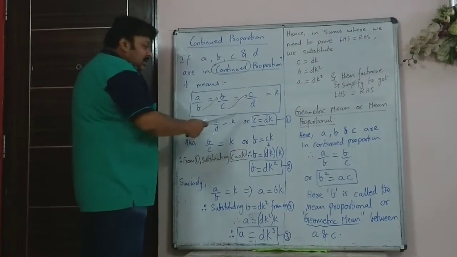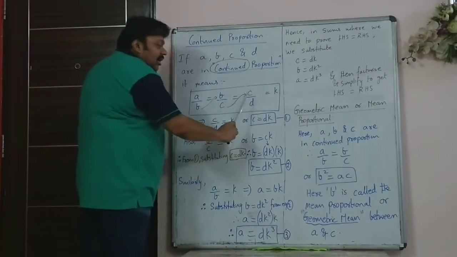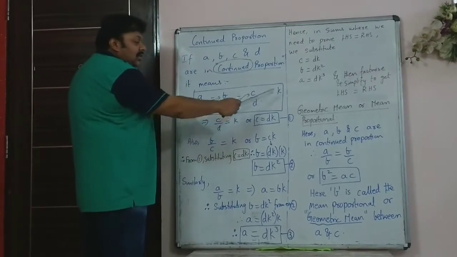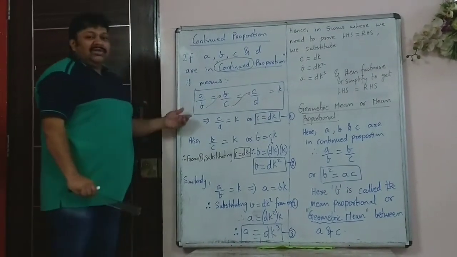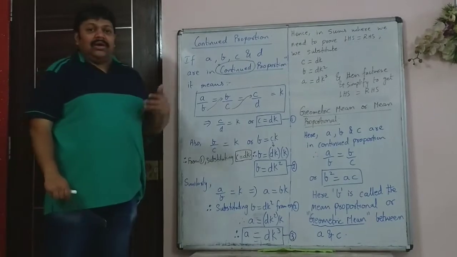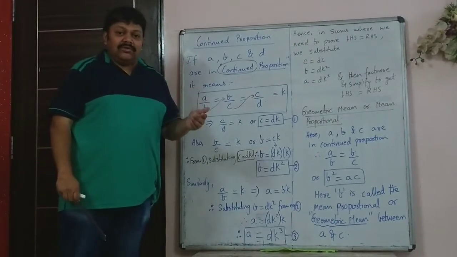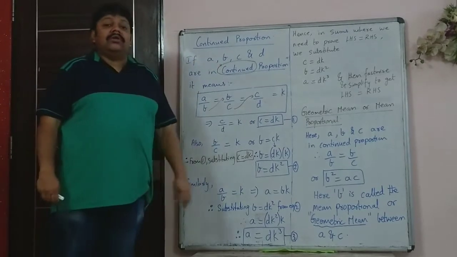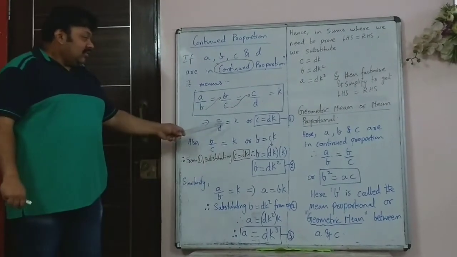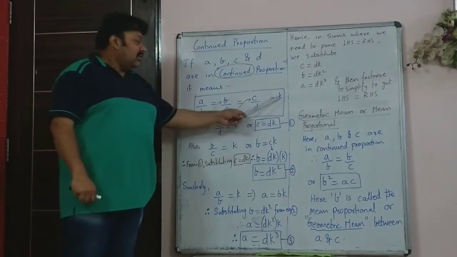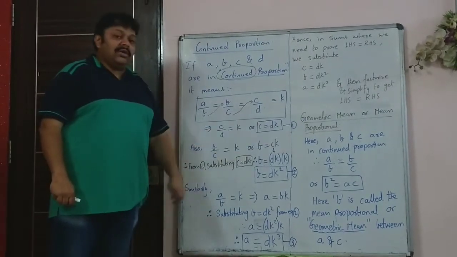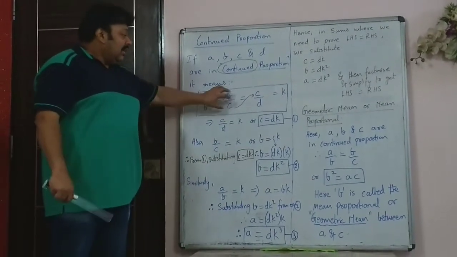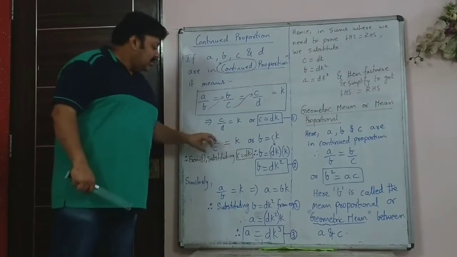Therefore you can write, we start from the end, we write C upon D is equal to K, or C is dk. So this is used in sums where you are asked to prove LHS is equal to RHS and you are given A, B, C, D are terms which are in continued proportion. So C upon D is equal to K, or C is equal to dk, that we call equation 1. Then we can take B upon C is equal to K.